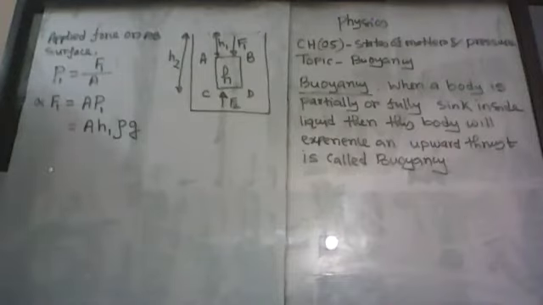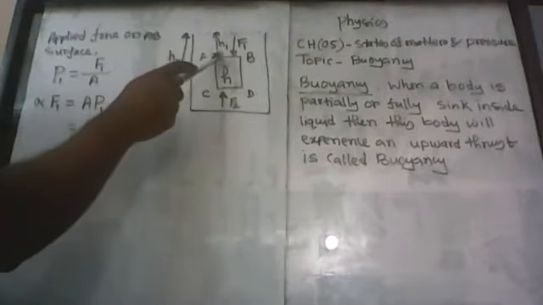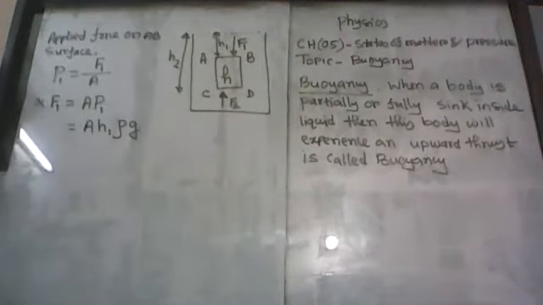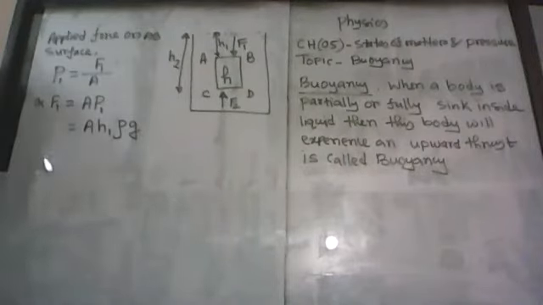What is H1? H1 is the depth of the cylinder inside the water from the top surface of the water. So here, from this particular surface to this particular surface, this depth is known as H1. And what is the value of rho? Rho is the value of density. If you take water, then rho will equal 1000 kg per meter cube.